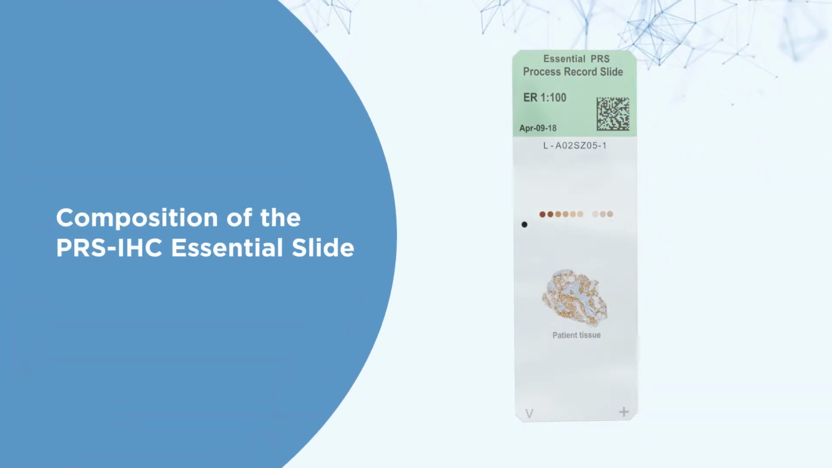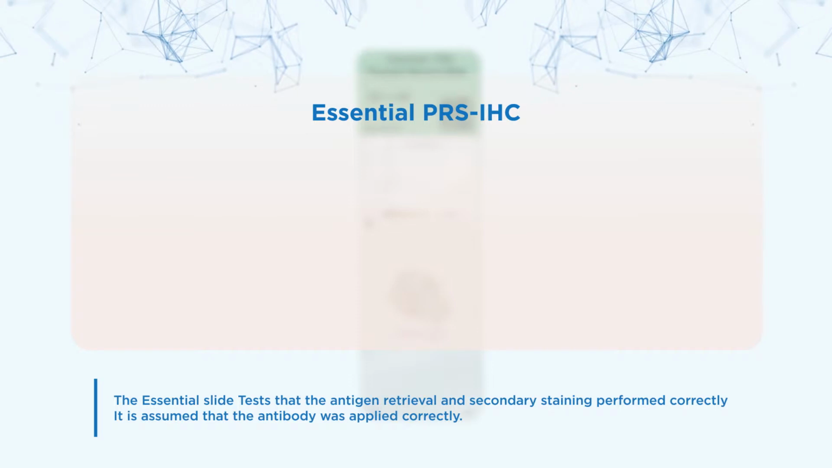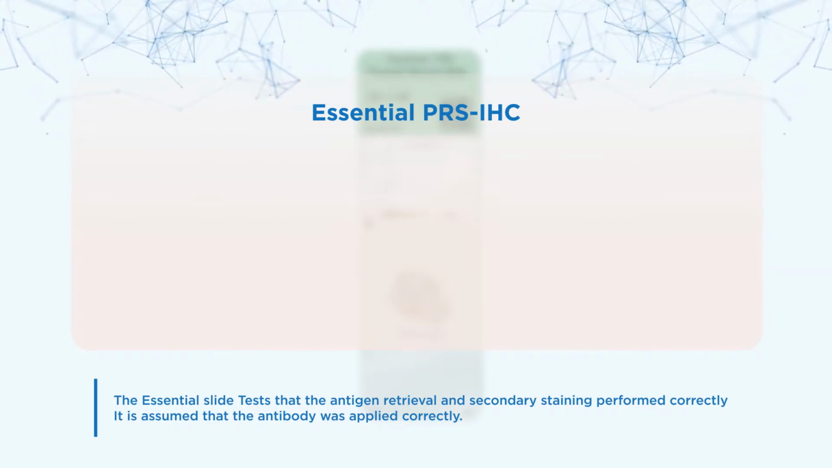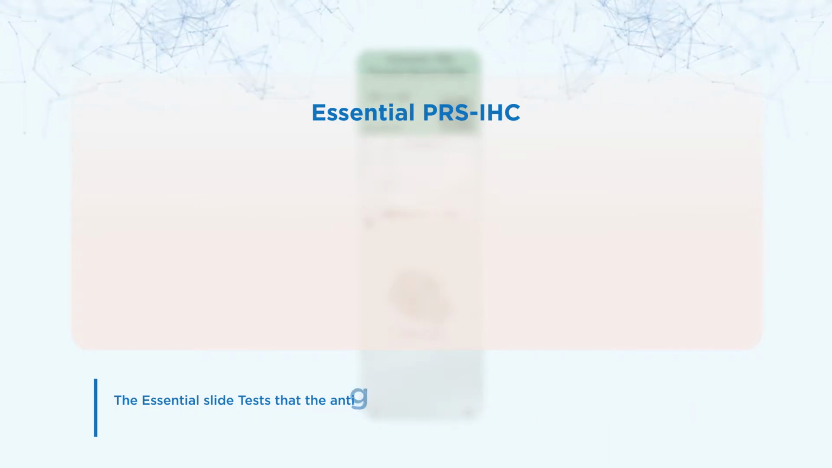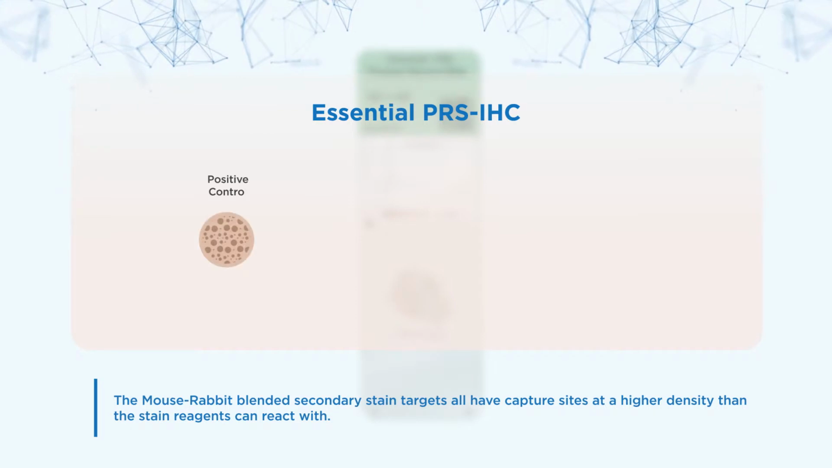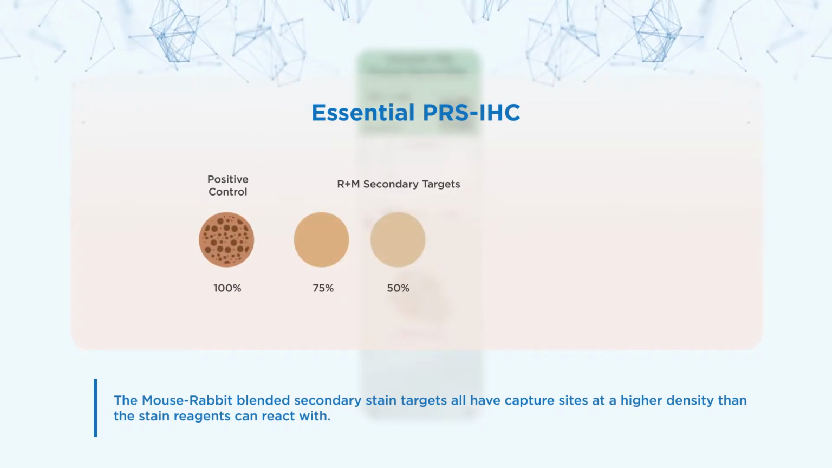Composition of the PRS IHC Essential Slide. The essential slide tests that the antigen retrieval and secondary staining performed correctly. It is assumed that the antibody was applied correctly. The mouse-rabbit blended secondary stain targets all have capture sites at a higher density than the stain reagents can react with.